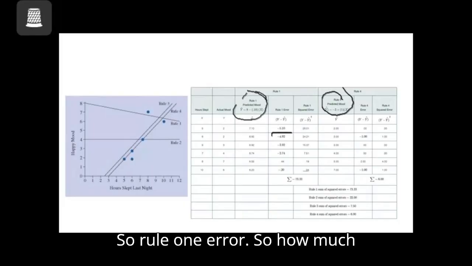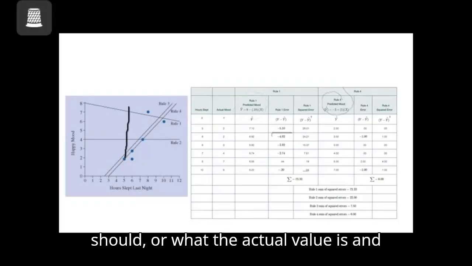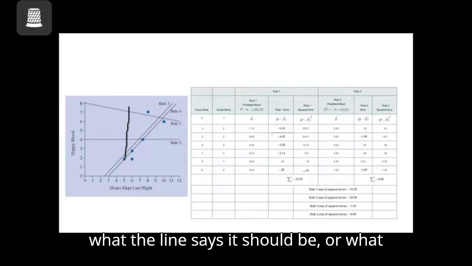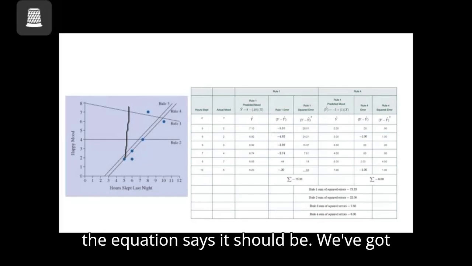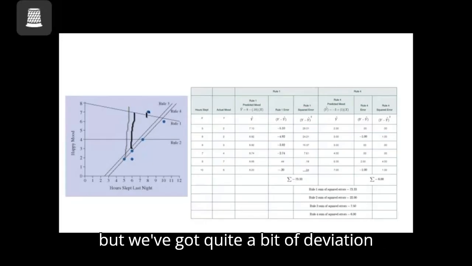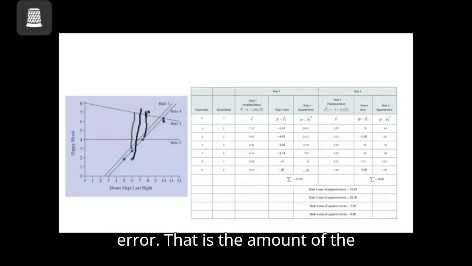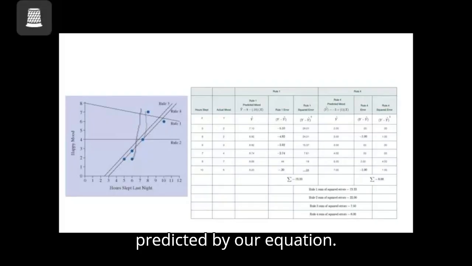So Rule 1 error. How much error is there? What is the difference between the actual value and what the line says it should be, or what the equation says it should be? We've got quite a bit. Some of them are pretty close, but we've got quite a bit of deviation for these other ones. So that is our error.